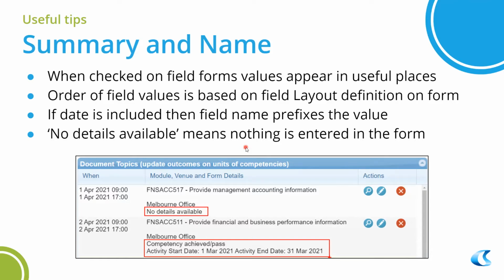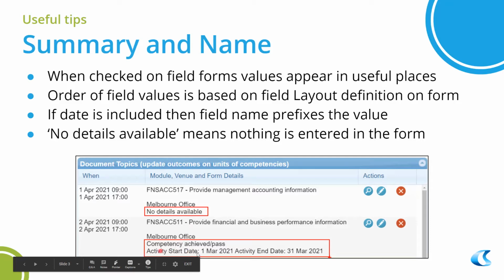Okay, so when checked on field forms, these values appear in useful places. These values being the values from the forms, such as a value appearing on a document list, for instance. The order of the field values, see down here, we're looking at these here. When we're looking at this outcome, this list of topics, we've got the outcomes or the information from the forms displayed here. You can see here we've got competency achieved pass. That's what's been selected for that particular topic or unit of competency.